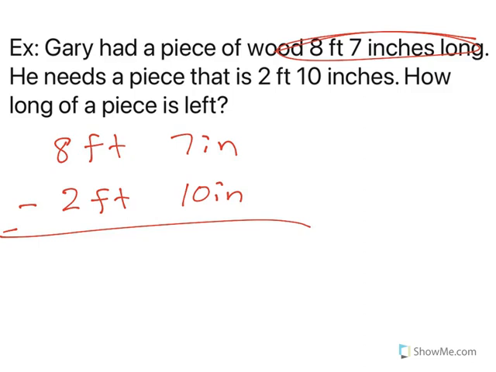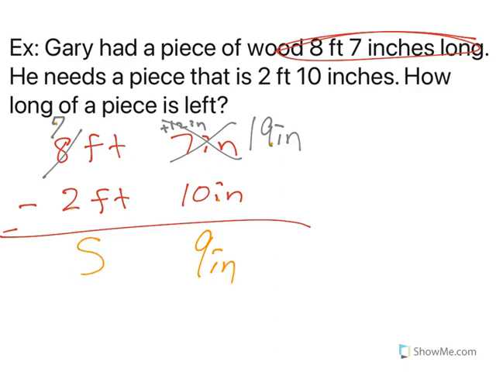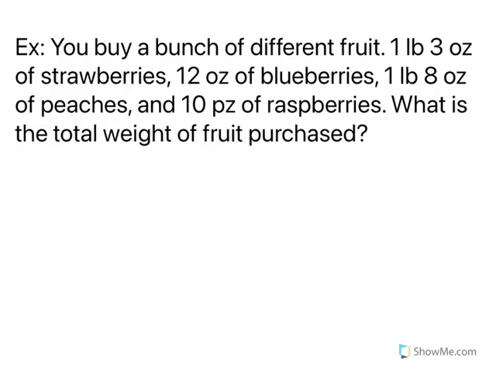So if I'm going to borrow a foot, think about this. A foot is 12 inches. So if I take away 1 foot to add it over here, it's basically adding 12 inches. So this becomes 19 inches. So now I have 19 minus 10, which is 9 inches, and then 7 feet minus 2 feet, which is 5 feet. So there is 5 feet, 9 inches remaining on this piece, assuming he cuts well and the cuts are super thin. Not enough to take anyway.